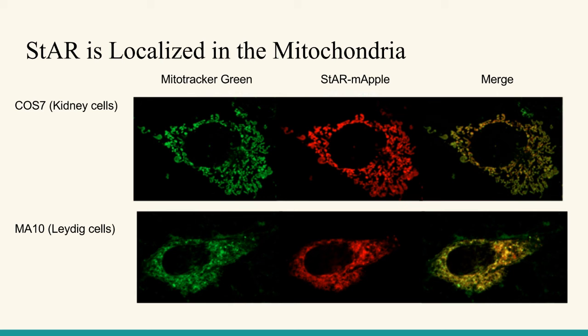This is an experiment that my sister did in the lab, where she took LysoTracker Green, which I think is just a green tracker, and she put it on the mitochondria of kidney cells. Then she took Star Apple, which I think binds to the STAR protein, and looked at the two merged here. You can see the two are practically on top of each other, which means that STAR should be where a mitochondria is.